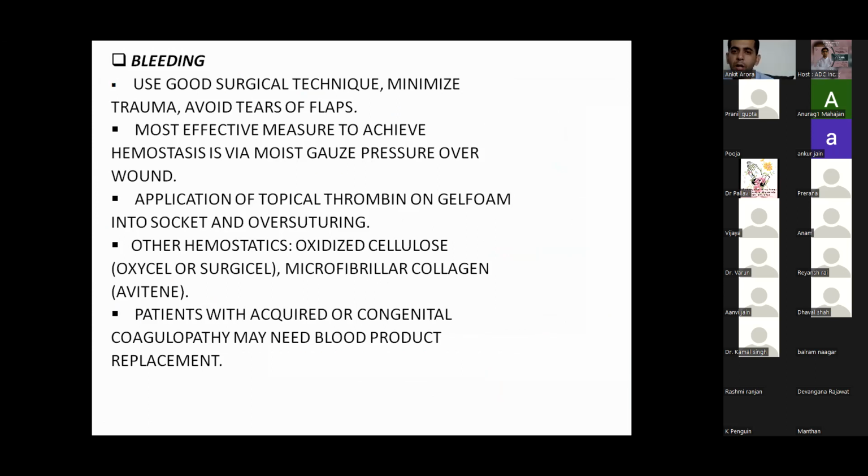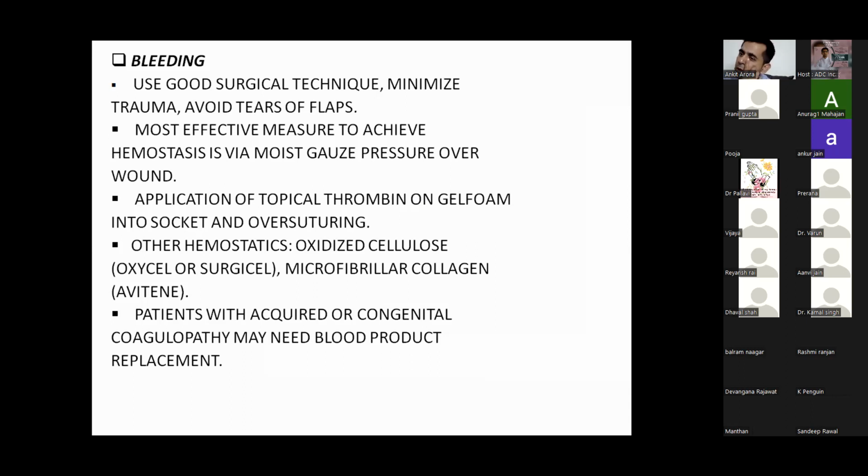Now coming to bleeding. Bleeding is an issue of improper technique. You need a good surgical technique, you need to minimize trauma, and avoid tearing of flaps. The best measure to achieve hemostasis is application of a gauze pack over the site. You can also use oxidized cellulose or Surgicel.